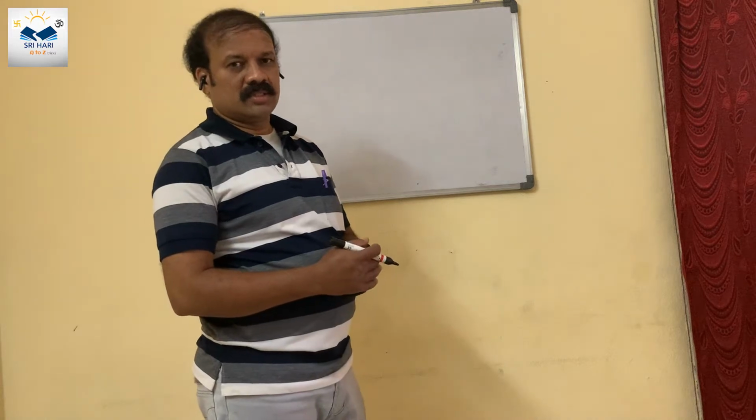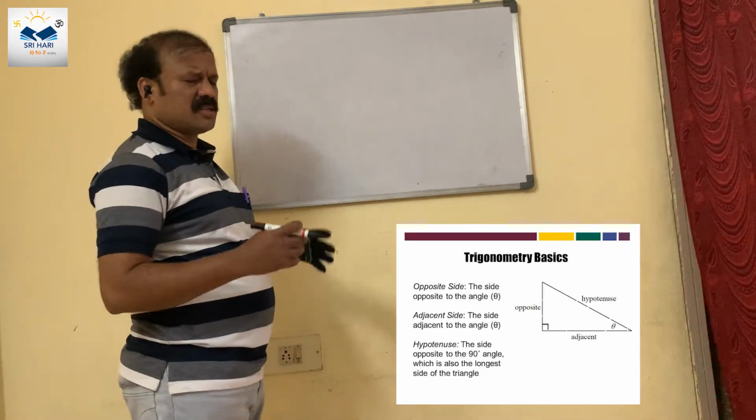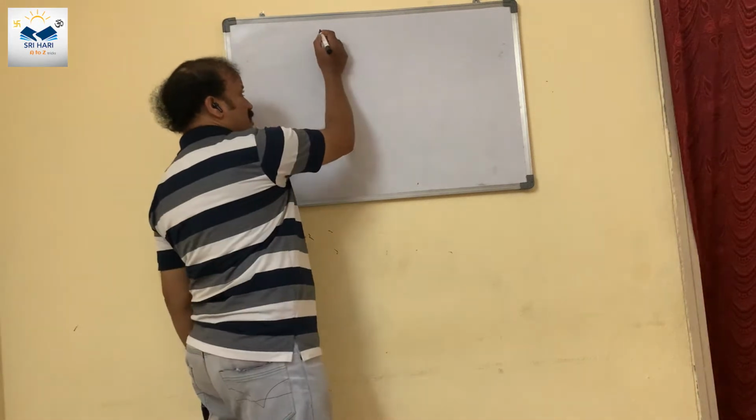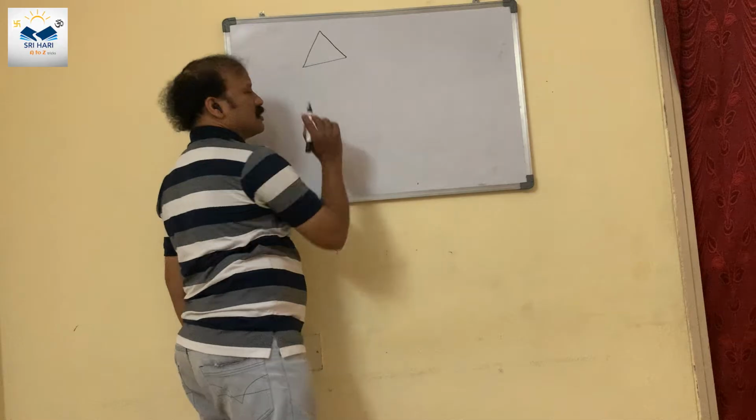So today I'm going to explain mathematics only. In the previous class, we also explained similar triangles and mensuration. Same process here, also mathematics. There's trigonometry. Some basics are there. The trigonometry, the triangles. I already explained the types of triangles.